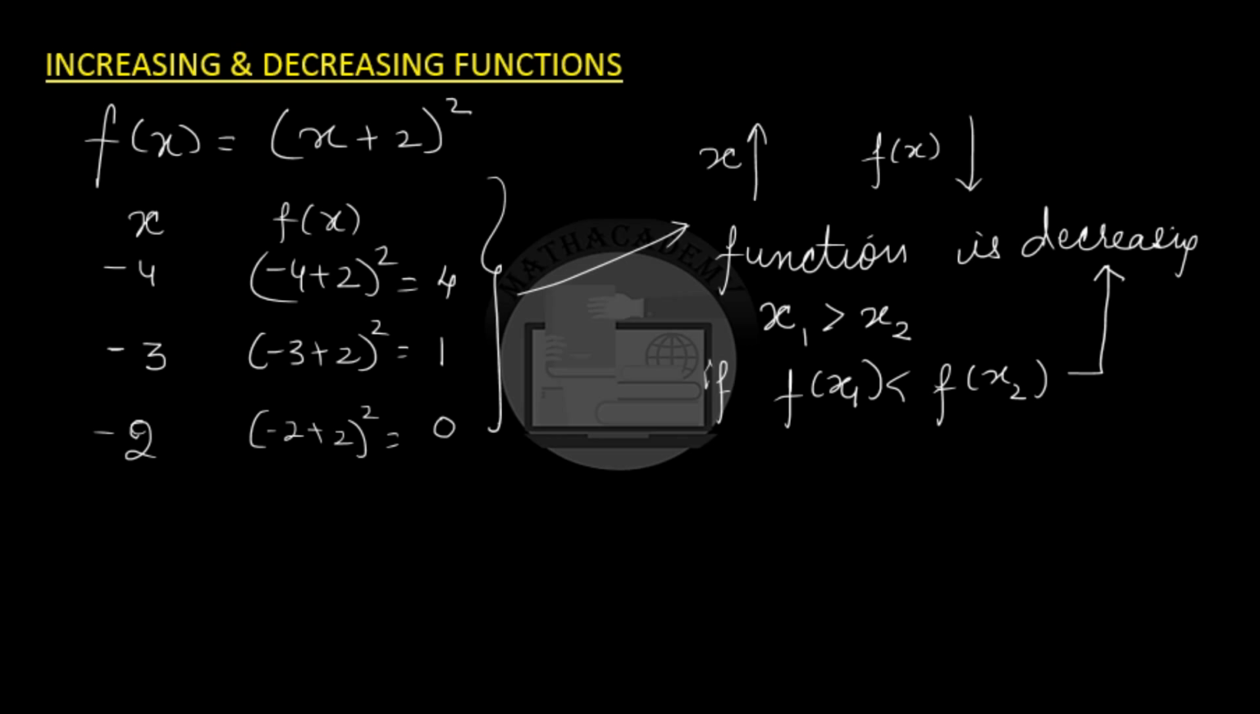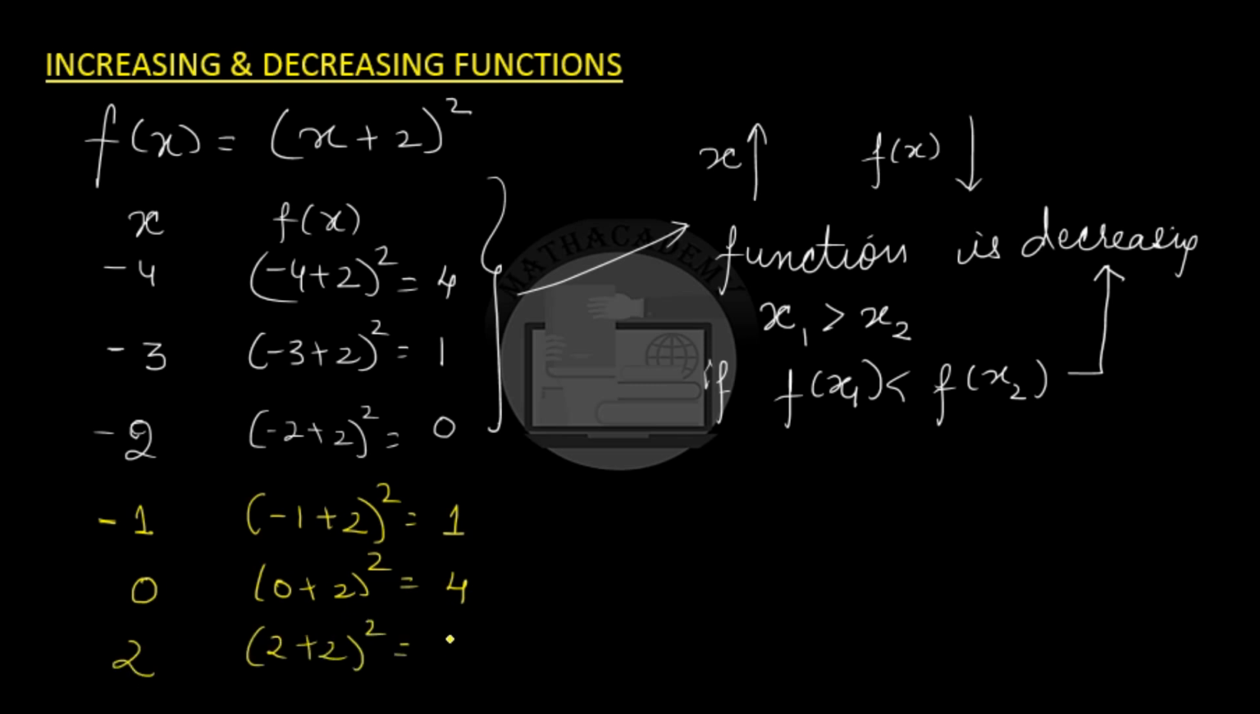Now let us take some values of x which are greater than negative 2 and see how the function behaves. So now when x is greater than minus 2, say it is minus 1, f of x is (minus 1 plus 2) whole square, which is again 1. When x increases further to 0, we'll get (0 plus 2) whole square, which is 4. When x increases to 2, we'll get (2 plus 2) whole square, which is basically 16.